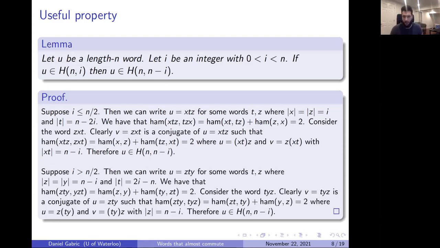Basically the same argument works for when i is greater than n over 2, but now we're splitting up u into z, t, y, where z and y are of length n-i instead of i. And then it's basically the same procedure. And so this lemma implies that H n i is equal to H n, n-i, because in the forward implication you can just substitute n-i for i, and then if u is in H n, n-i, it's also in H n i. So you have both directions.